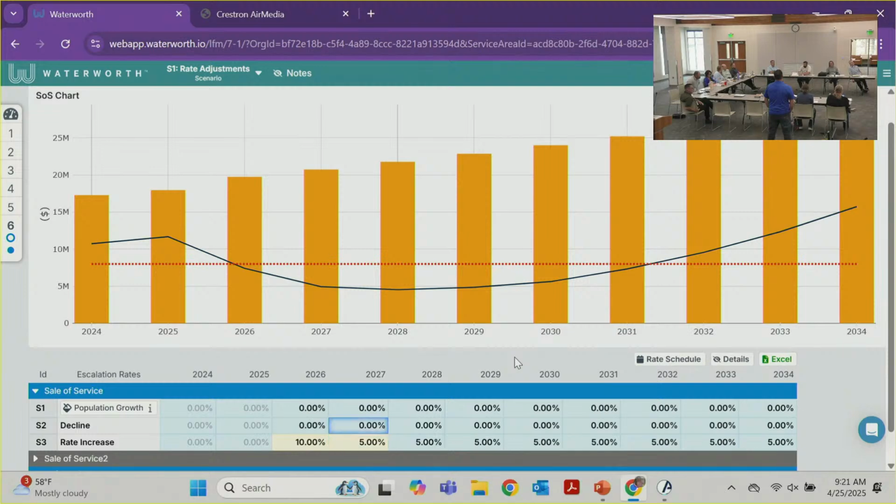So far, you're talking about raising water 15%, power 10%, and tax increase. But wait, there's more. We got sewer. We identify things that we just don't do or stop doing.